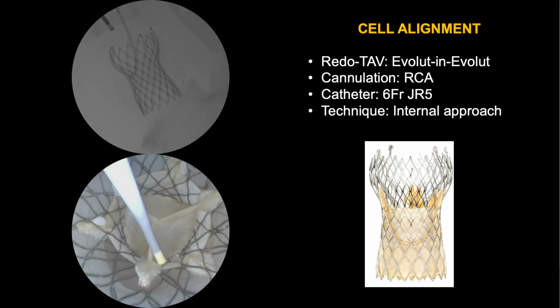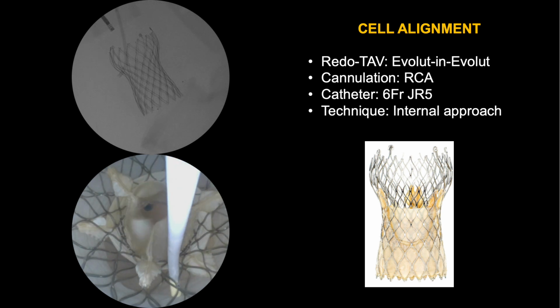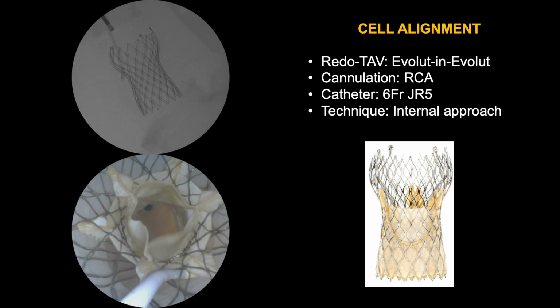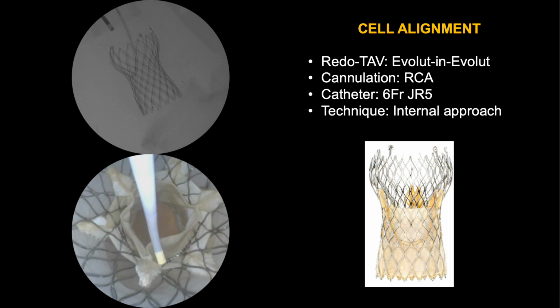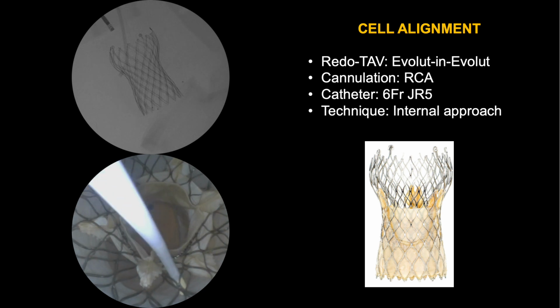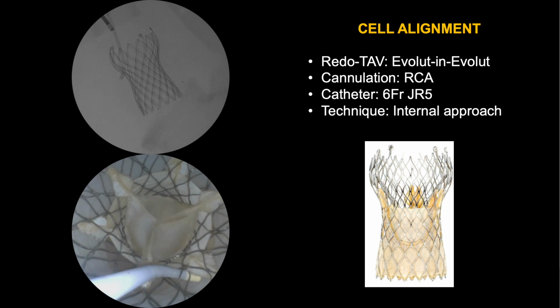Here you can see an attempt at cannulating the right coronary artery. What's clear is that the catheter is actually positioned and stuck between two commissural posts of both the valves, and there is in between them a very small space between the two cells through which you do not have much ability to rotate the catheter.